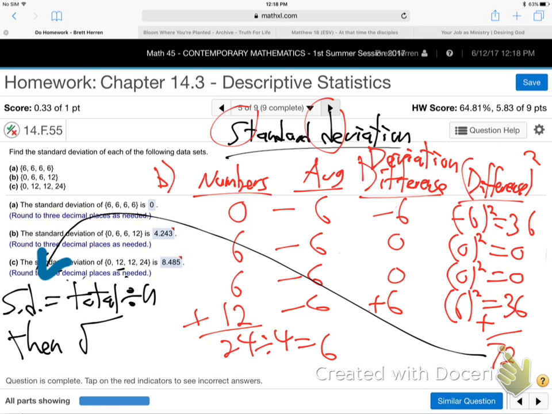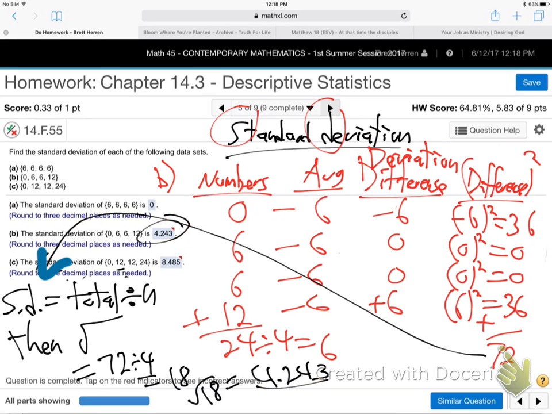So what do you get? 72 divided by 4 is 18, right? Square root of 18. You guys got that in your calculators? 4.24? 4.243, yep, exactly as the answer is right there. There it is.